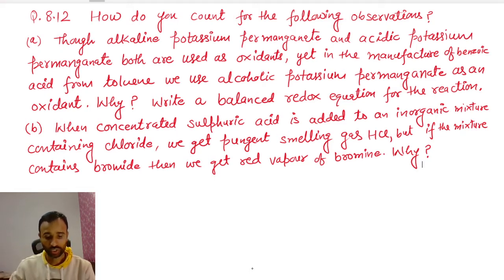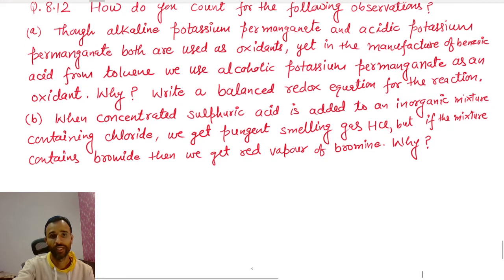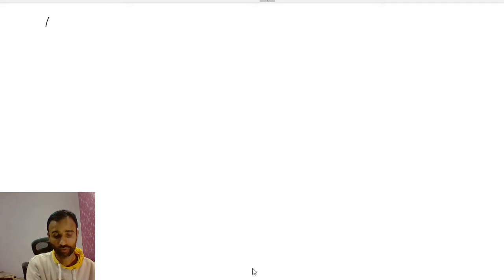And the second question is: when concentrated sulfuric acid is added to an inorganic mixture containing chloride, we get pungent smelling gas HCl. But if the mixture contains bromide, then we get red vapors of bromine. Why? So first, let us do the first question. If we have alkaline KMnO4 or acidic KMnO4, first we write the equation. Acidic KMnO4.